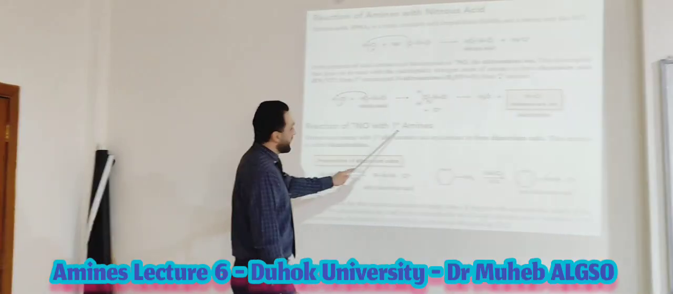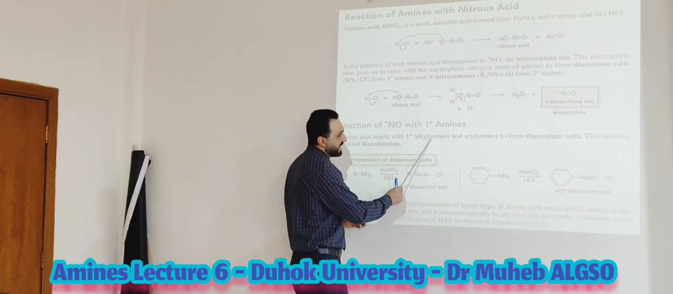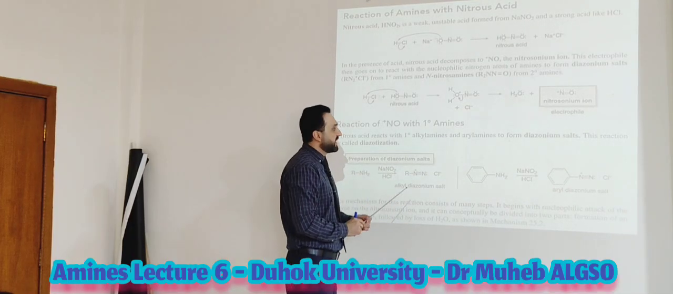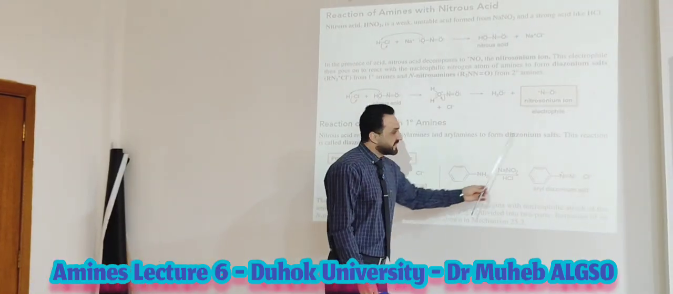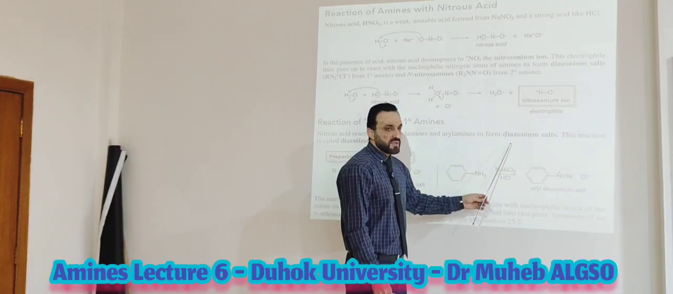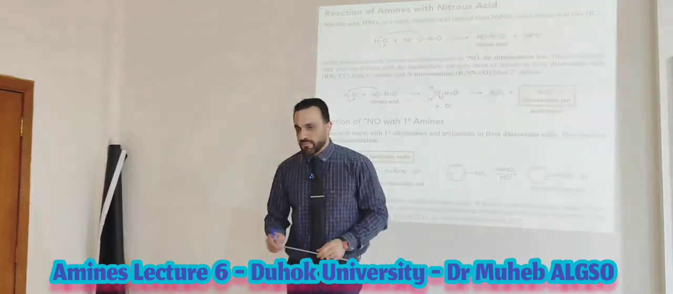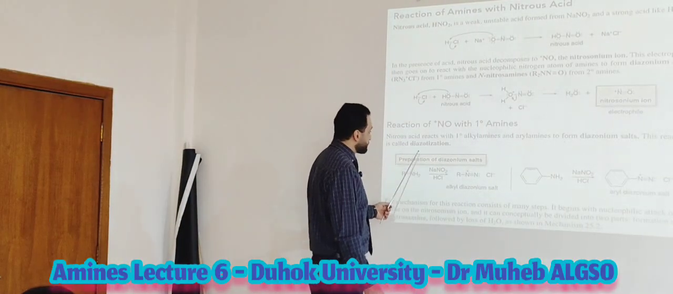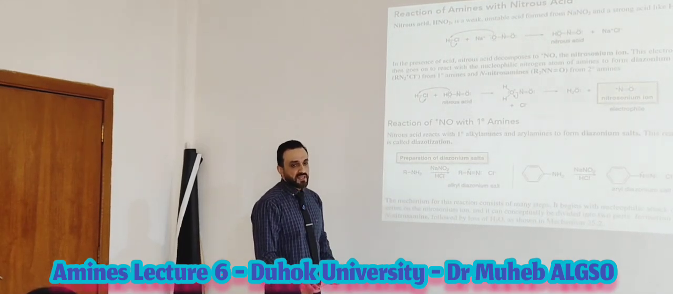With the primary amine. So nitrous acid reacts with primary alkyl and aryl amines. Look, primary, not secondary, not tertiary. Primary alkyl and aryl amine to form what? To form diazonium salt. Diazonium salt is an ion with two nitrogen atoms. Di means two, azo means nitrogen, but it will be a salt. So this reaction is called diazotization. It is the formation of diazonium salts.